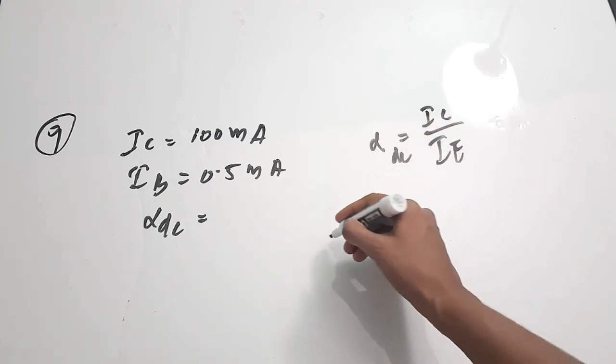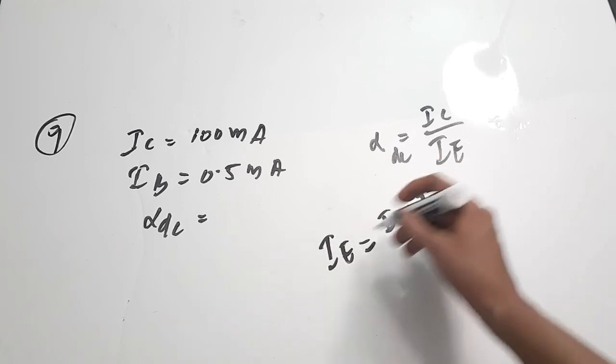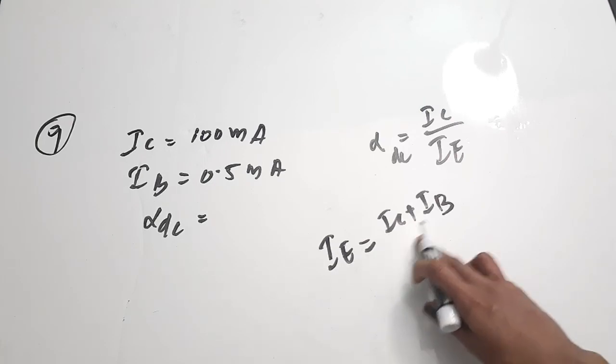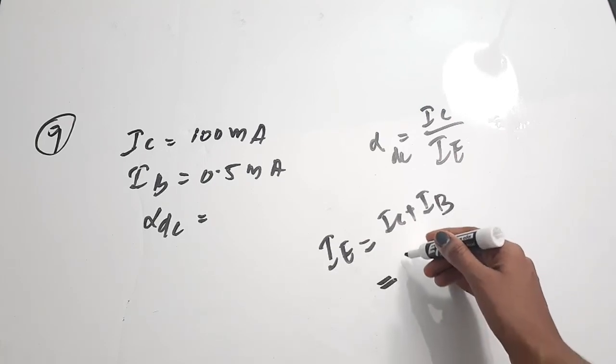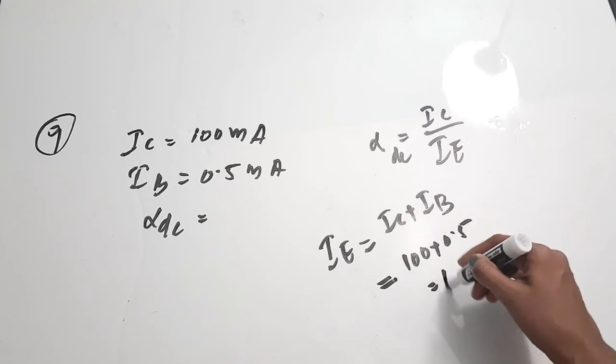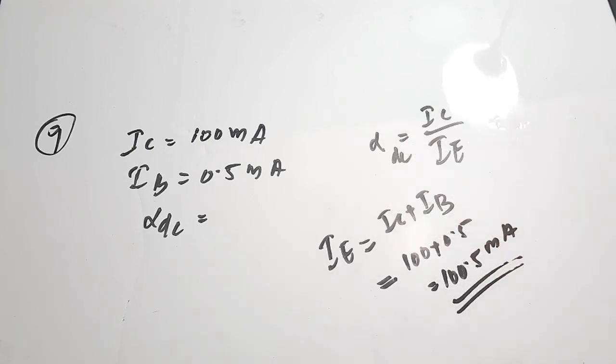Now from this, IE is equal to IC plus IB. Very simple relation for BJT or transistors. Emitter current is a sum of collector current and base current. So total sum is 100 plus 0.5, that is 100.5 milliampere. Both the values are in milliamperes. So IE is equal to 100.5 milliampere and you need alpha DC.